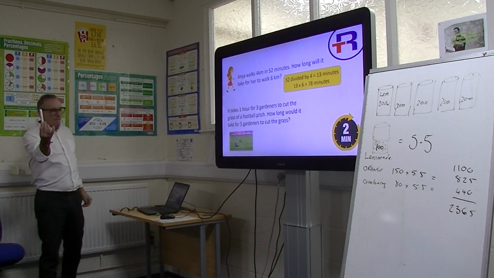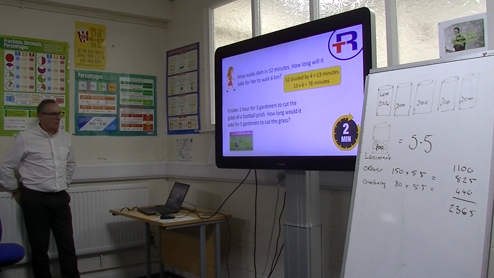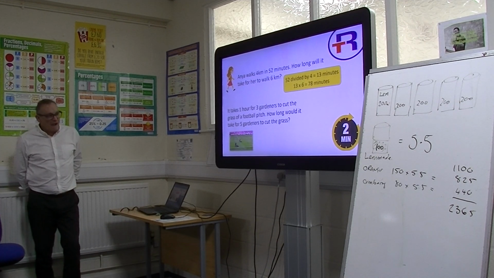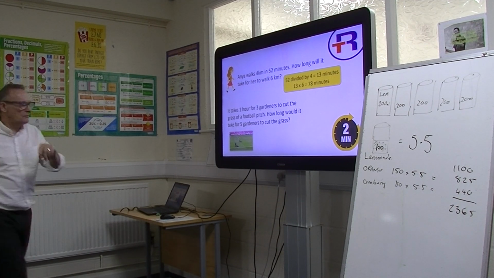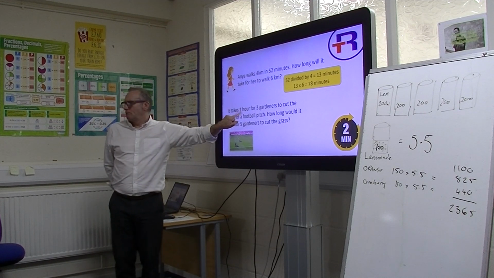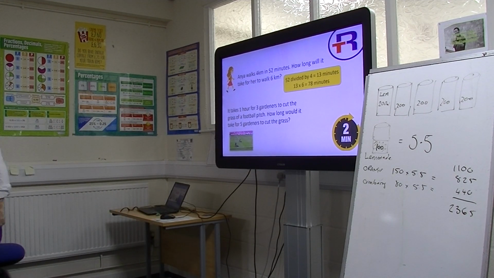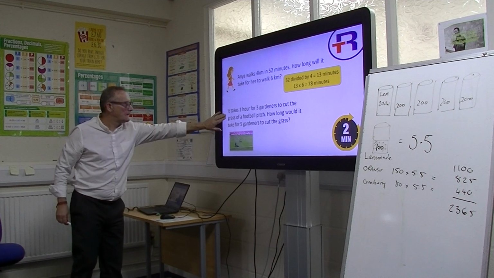What about this second one then? It takes 1 hour for 3 gardeners to cut the grass of a football pitch. How long would it take for 5 gardeners to cut the grass? I'll give you a little tip here, so you don't end up with a decimal number. Change that hour to minutes. This is the second one, the one we've just learned about, the builders building the houses, the builders painting the wall.